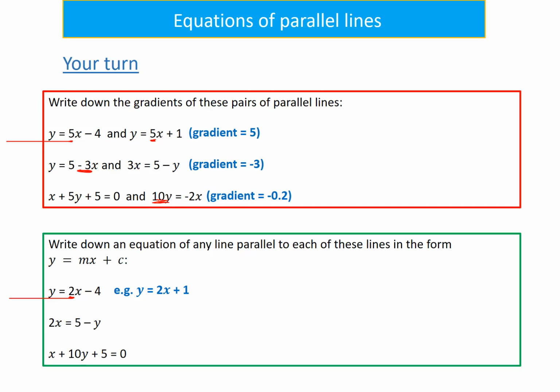For the next one, you need to rearrange this equation first for you to identify the gradient. When you rearrange this equation, you see that the gradient is minus 2. So then any equation with the gradient equal to minus 2 will be fine. And for the last one, again, you have to rearrange this equation, and you'll see that the gradient is minus 0.1. So any equation with the same gradient will be fine here.